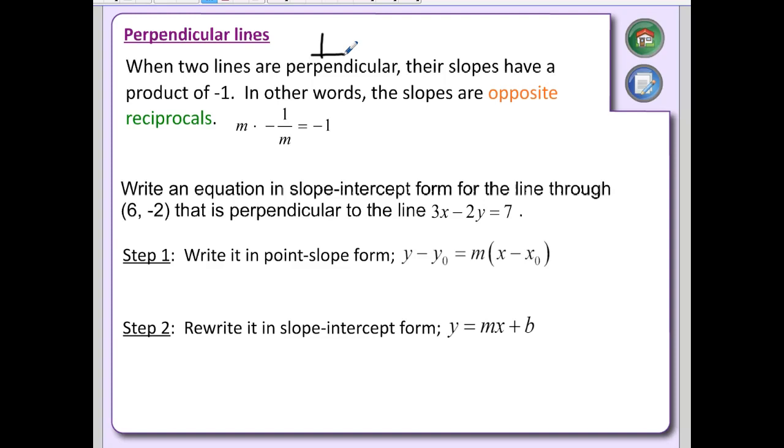So here's the idea. When two lines are perpendicular, their slopes have a product of -1. So it means that their slopes are opposite reciprocals.